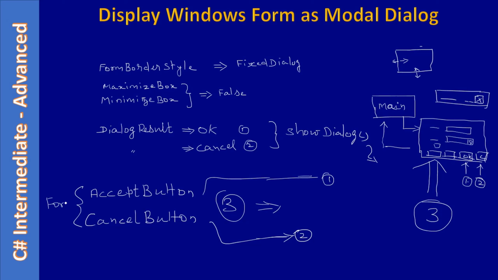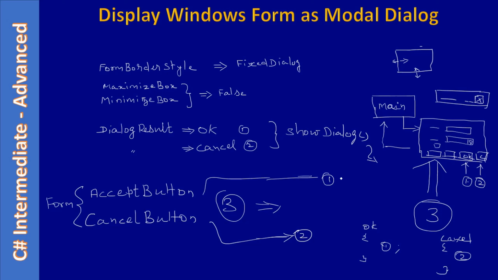I mean this form, whatever form we are going to turn into a modal dialog, for that form, AcceptButton, we will select the OK button. CancelButton, we will select the cancel button. So what happens when there is an event handler for the OK button? Let's say that's the event handler for the OK button, and there is a cancel button, and this is the event handler for it.